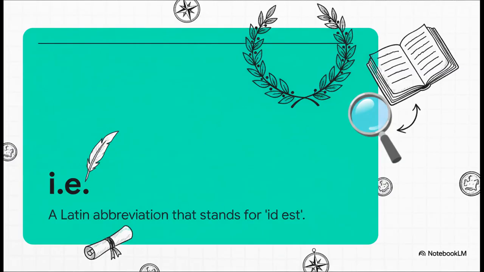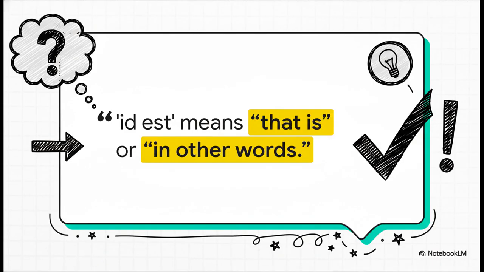So to really get this, we've got to go back to its roots. A little language history here. I.E. is actually an abbreviation for a Latin phrase, id est. Now, this isn't just some trivia fact. It's literally the key to unlocking how to use it perfectly. And you know what est translates to? It's simply "that is," or, and this is my favorite way to remember it, "in other words."